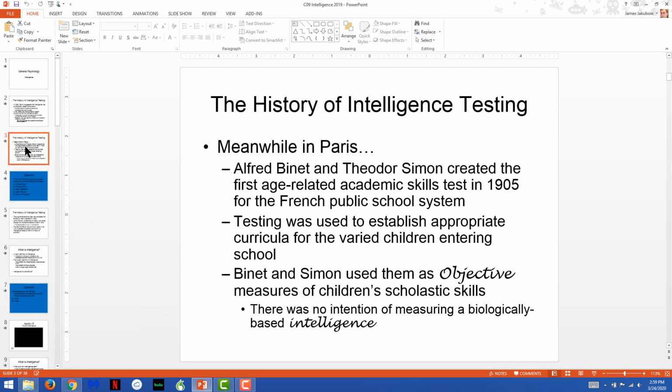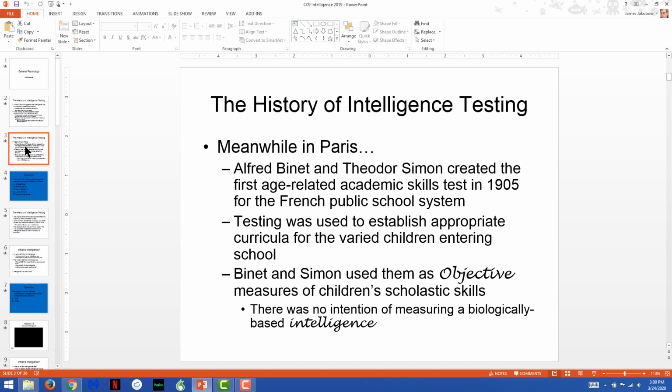And there's going to be a wide range of skill sets that children are going to have at that time. Some children will be the children of politicians, doctors, and lawyers. They may have already received tutoring at home, and there are going to be other children that are not literate at all. Their parents are not literate, and they're going to be coming in to school for the very first time and have very poor skills. So Binet and Simon set up a standardized test to measure children's scholastic skills.